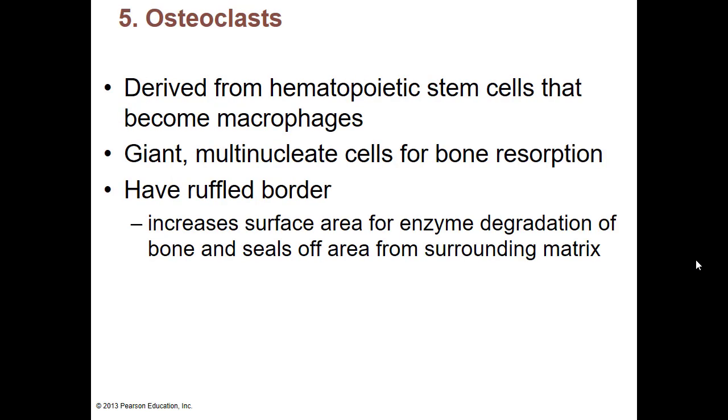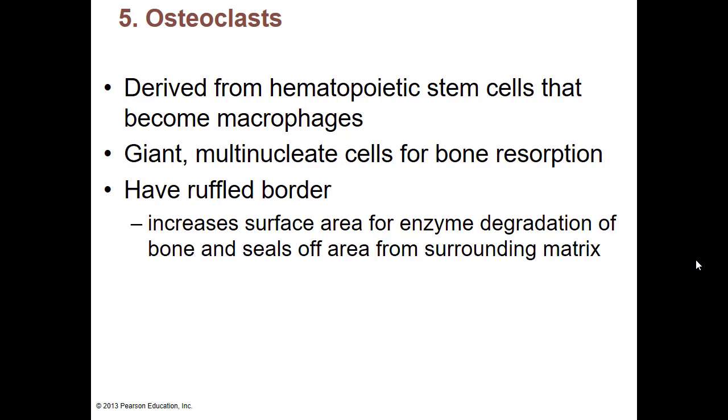And then the last cells are the ones that break down old bone. Those are the osteoclasts. They're derived from our hematopoietic stem cells, so these are actually derived from some of our blood stem cells. Their job is to become a macrophage. What does phage mean? To eat, like a phagocyte eats stuff. Macrophage means big eater, so these are big eating cells.